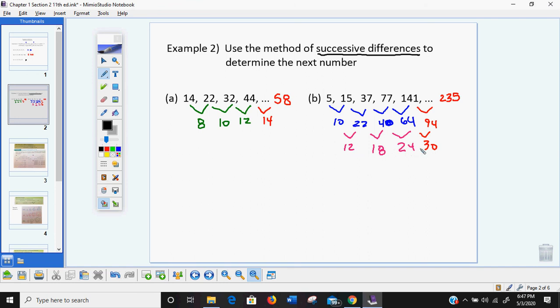Here, I'm adding 6 each time. So the next time I'm going to add 30. 64 plus 30 gives me 94. And then I have to remember to go back up a row. 141 plus 94 gives me 235. So the next answer in that sequence would be 235.